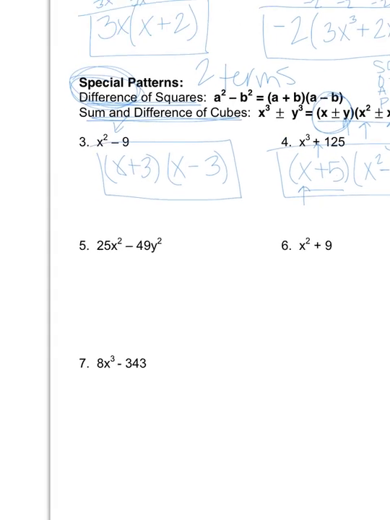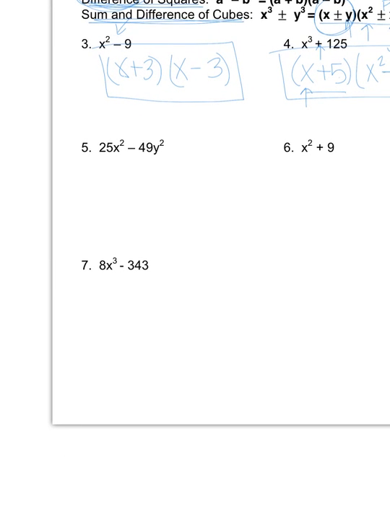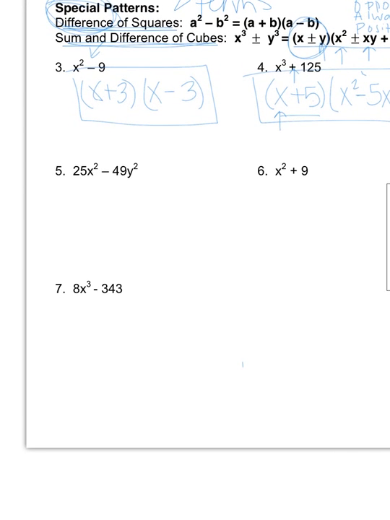Okay, let's take a look at number 5. So 2 terms, notice they don't have anything in common, so we're checking for either perfect squares or perfect cubes. Notice that we have x squared terms, so let's check for squares. Okay, so 25 is a perfect square. 49 is also a perfect square. And notice that we are subtracting because it has to be difference of 2 perfect squares.